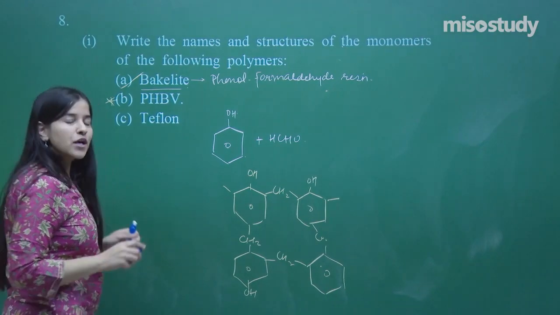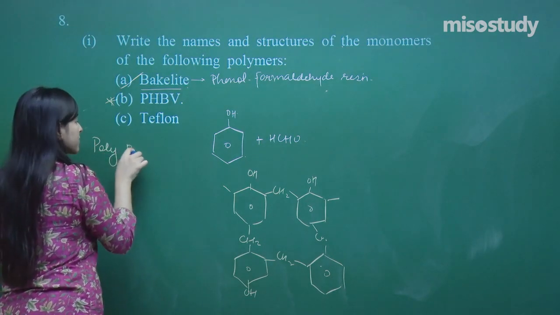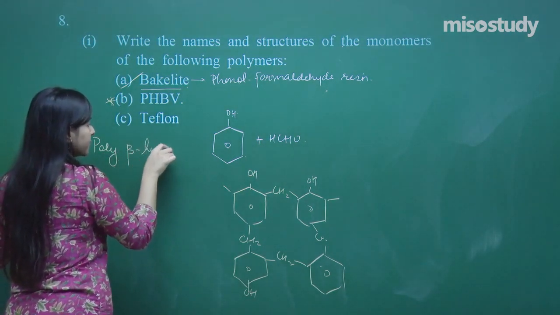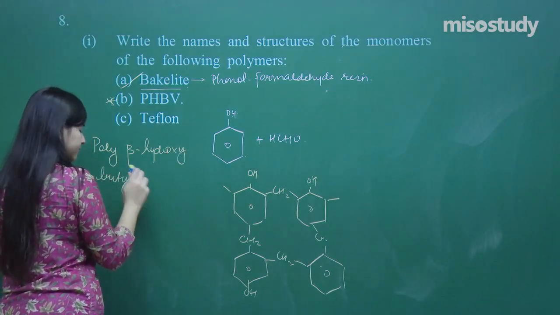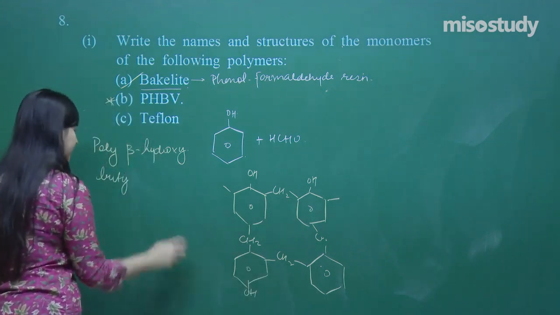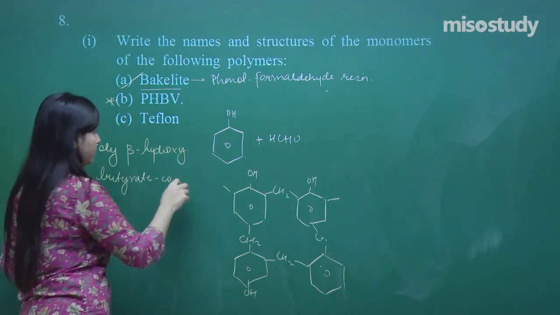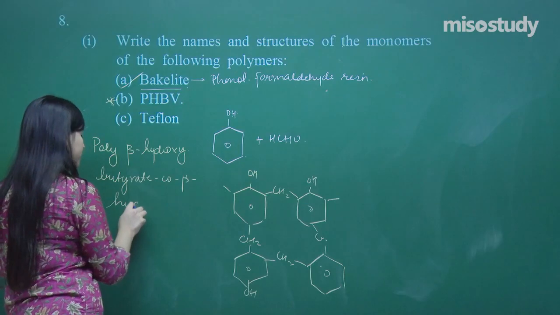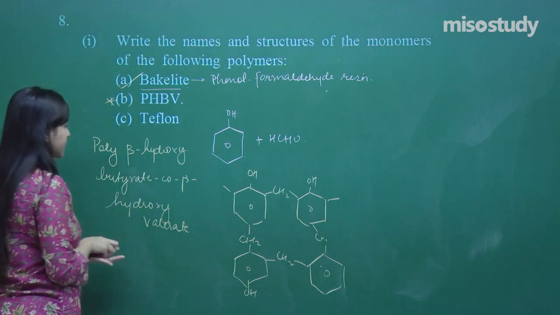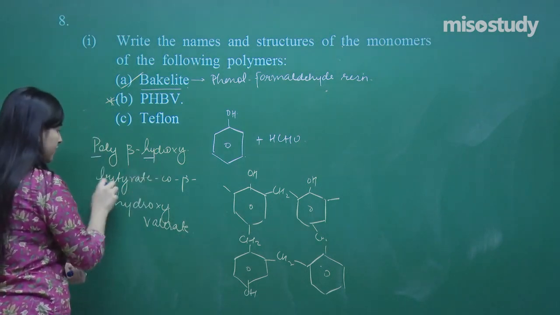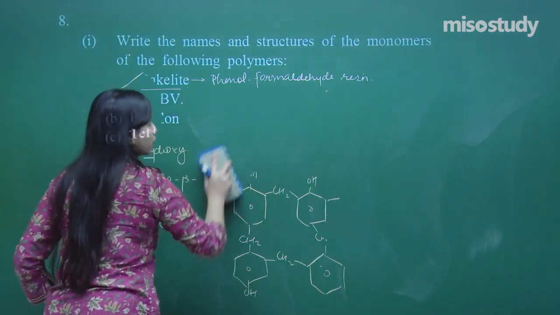What is its full form? Polyhydroxy. So it's starting with poly. Now comes a beta hydroxy butyrate, co, that means condensed with beta hydroxy valerate. So PHBV. Fine. Let's try to have its monomers then.